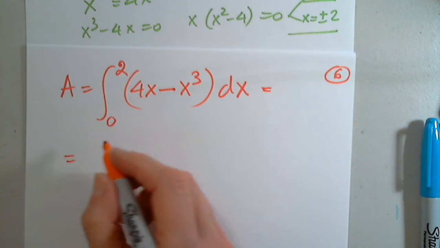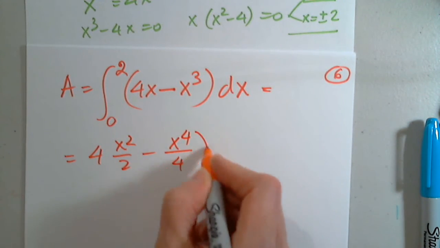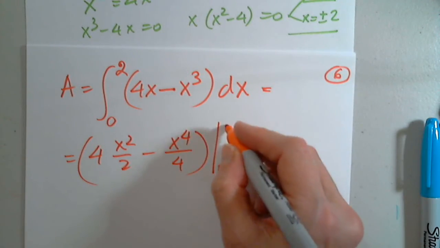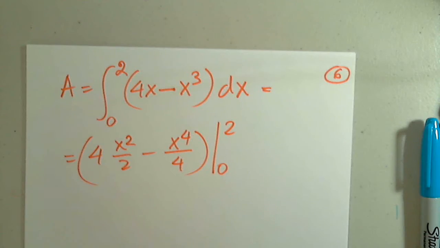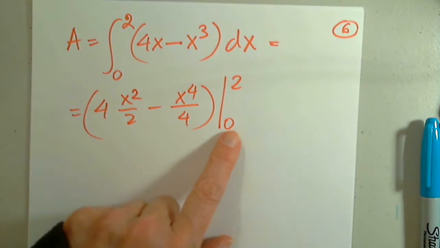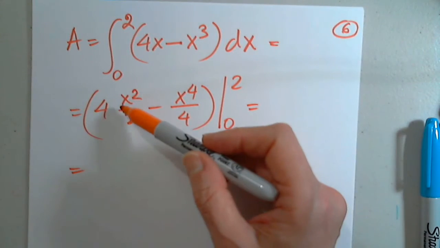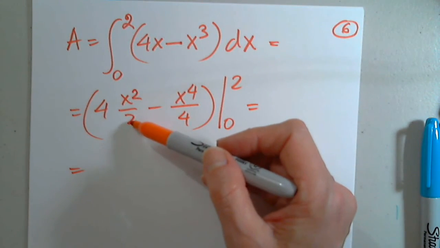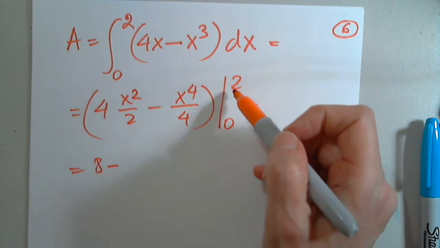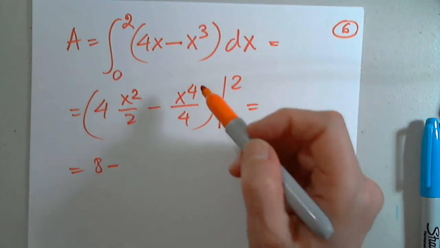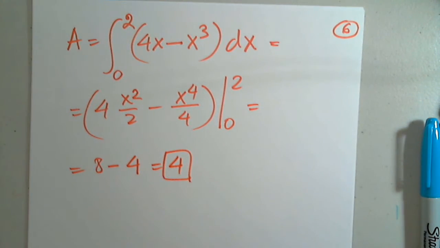So then I know that this is 4x squared over 2 minus x to the 4th over 4. Luckily evaluated only from 0 to 2, which means that I only have to plug in 2. Because when I plug in 0, these are all 0. So when I plug in 2, 4 divided by 2 is 2. 2 times 4 is 8 minus 2 to the 4th. 16 divided by 4 is 4. So the answer is 4.